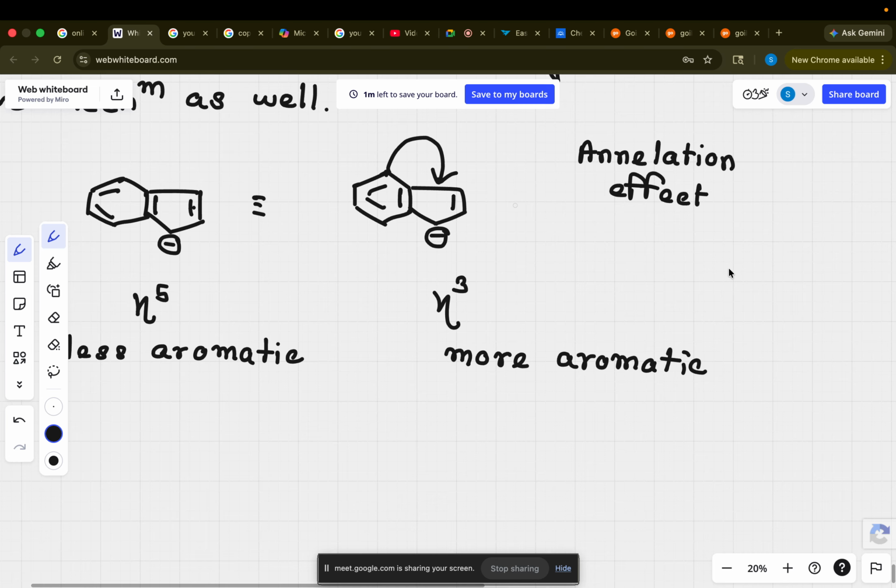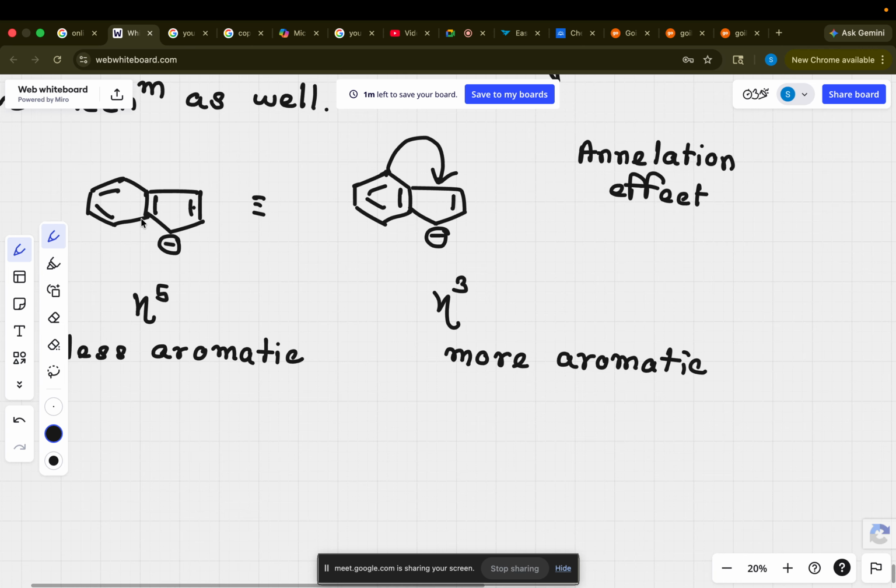Suppose another compound is like this: you have two 5-membered rings on the two sides, and in the middle you have a benzene ring. So the aromaticity will spread out in both directions. Basically this is your annihilation effect. So this is like your charge. The electrons are getting conjugation, and they are flowing to the side rings also, and the compound is becoming more aromatic. Okay, so that is basically your annihilation effect.